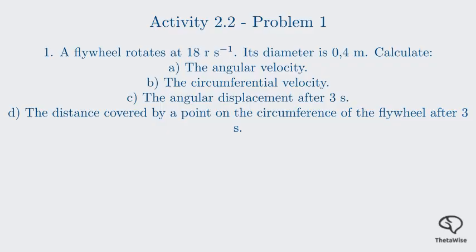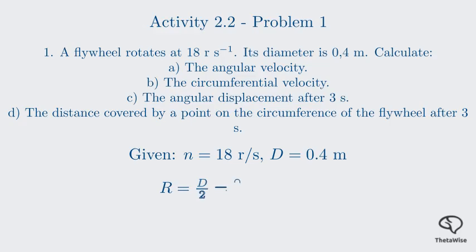First, let's list our given values. We are given the frequency n equals 18 revolutions per second, and the diameter d equals 0.4 meters. Let's also calculate the radius r, which is half the diameter, so r equals 0.2 meters. We will use this radius in our subsequent calculations.